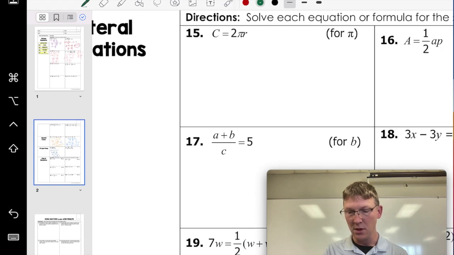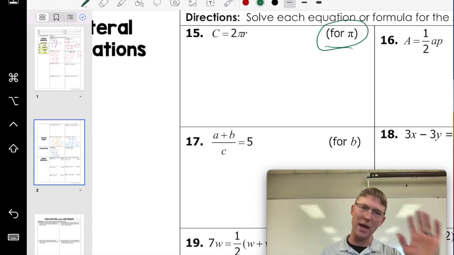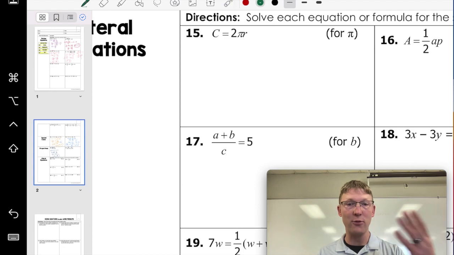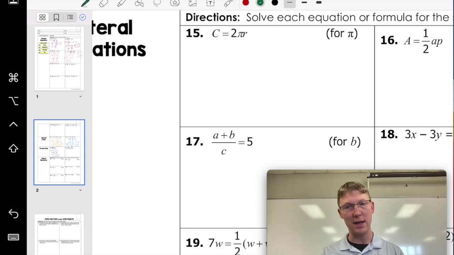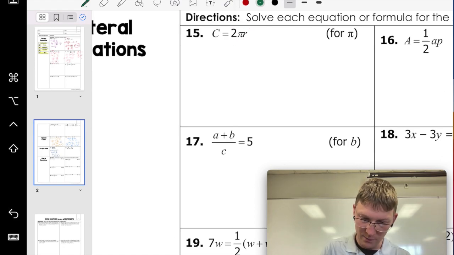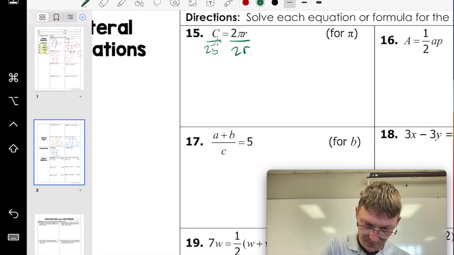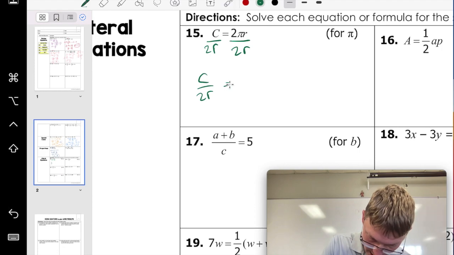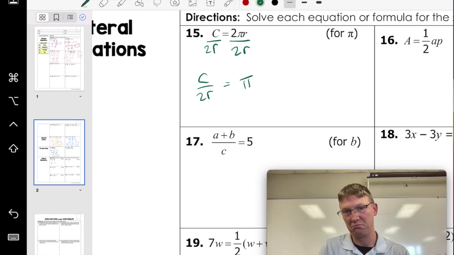So number 15 says solve for pi. Okay, that's kind of weird. We know what pi equals, but it is a useful thing if you're looking for a different variable and you know what pi equals, so you want to get everything to equal a number. Anyway, it says solve for pi, so let's solve for pi. Pi is located right there. We are going to move the 2 and the r to the other side of the equation. So we're going to divide both sides by 2r. That's a 5, not an r. And then that's where we're kind of done. So c over 2r equals pi. Ta-da!